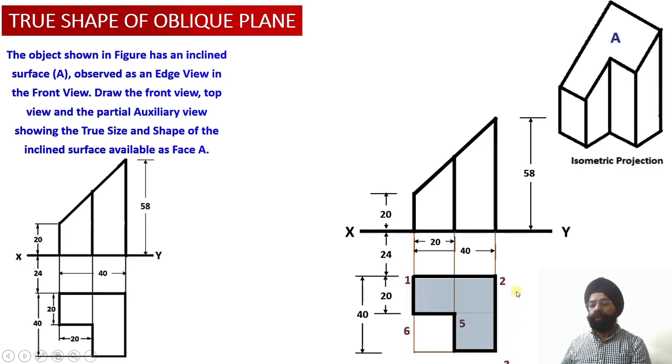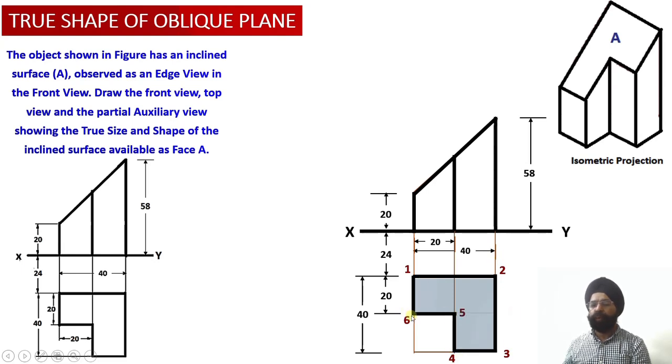Now we are going to mark different points of this particular top view so that we can identify these points in the auxiliary plan, which will be obtained on the auxiliary inclined plane, which will be drawn parallel to this edge view of the cut section. Now we have marked these points as point 1, point 2, point 3, point 4, point 5, point 6. So the 6 points we have marked in the top view over here.